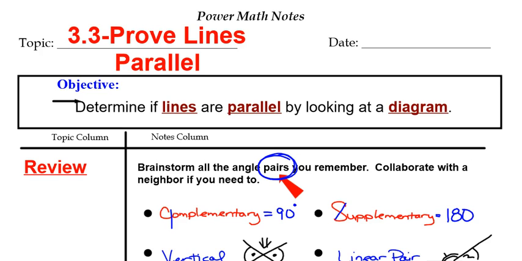Sometimes the picture is not necessarily drawn accurately, and so we have to decide if the information given is enough to decide if the lines are parallel using the properties that we discovered in 3.2. So what I would like you to do is pause your video right now and we will go down to the bottom of the page. And once I get there, we will join back up again.